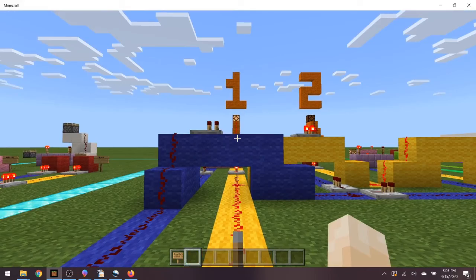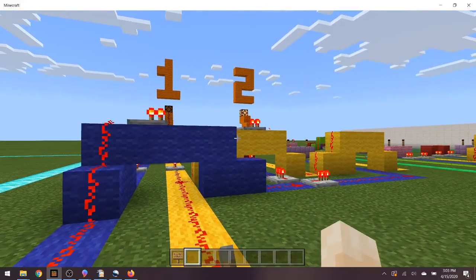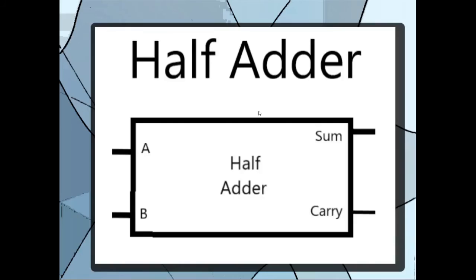0 plus 1 is also 1. And 1 plus 1 is 2. So in electrical diagrams, we want to have this same sort of part symbolized. And this is a symbol that I have found for a half adder. This may be wrong, but we're going to use it.